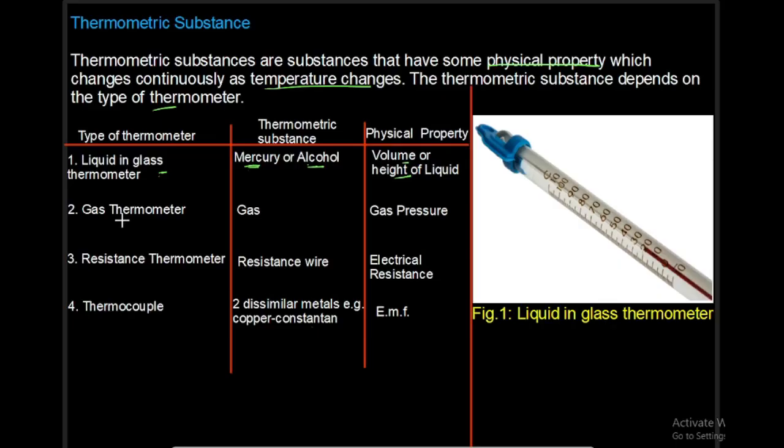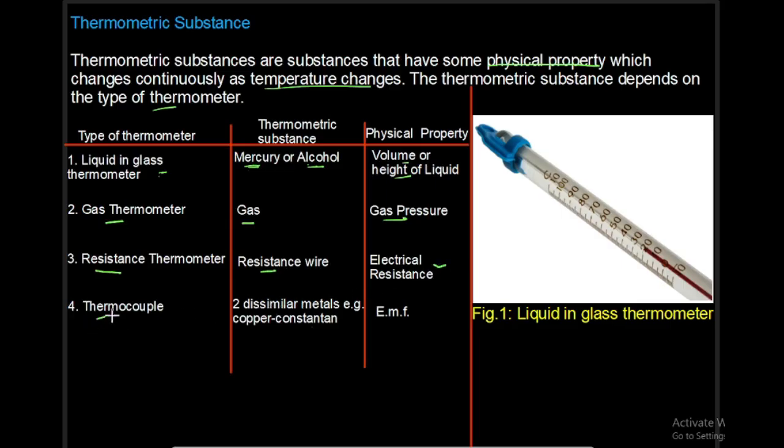Now, other types of thermometer have their own thermometric substance. For instance, we have the gas thermometer. The thermometric substance is the gas. The physical property that changes whenever there's a change in temperature is the gas pressure. We also have the resistance thermometer. The thermometric substance is the resistance wire. The physical property that changes whenever there's a change in temperature is electrical resistance.